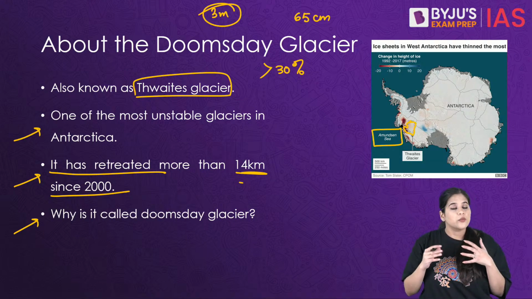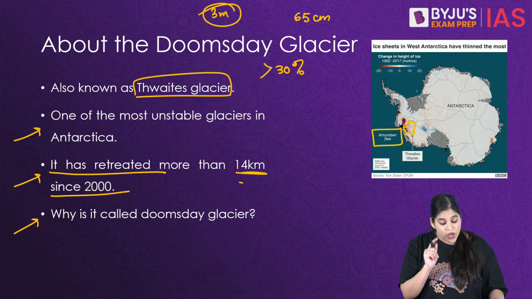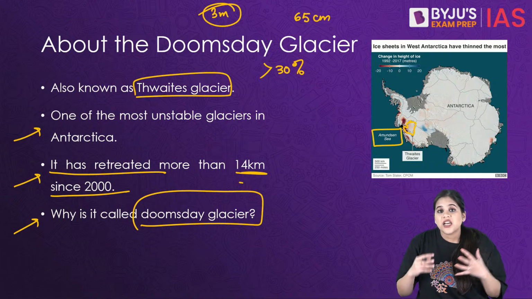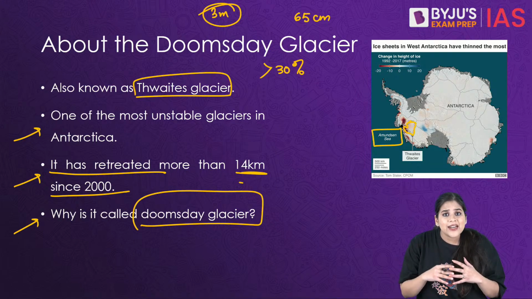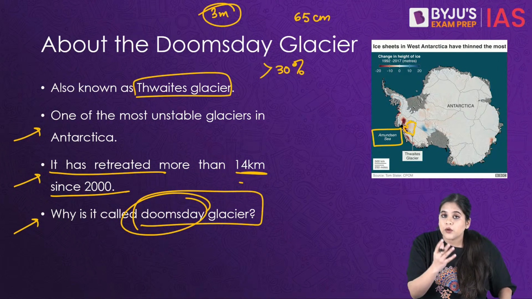So this is going to be devastating. We already know because of the WMO report. So that is why it is known as Doomsday Glacier, because the day this glacier completely melts, that will be almost like a doomsday for humanity on Earth.